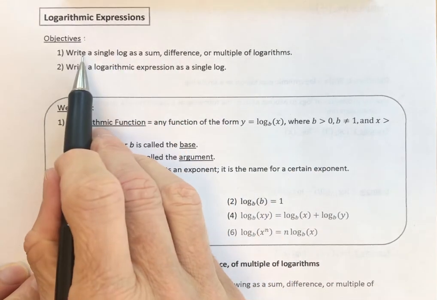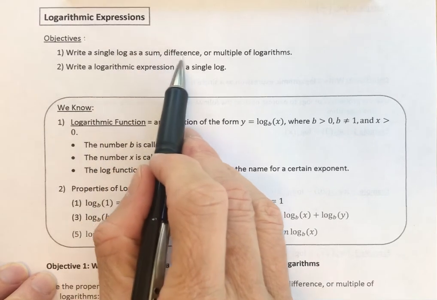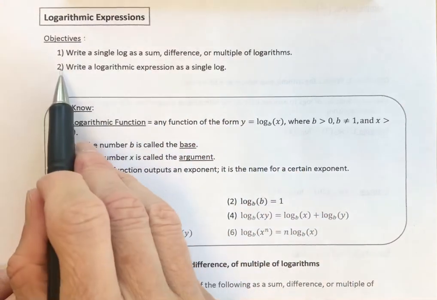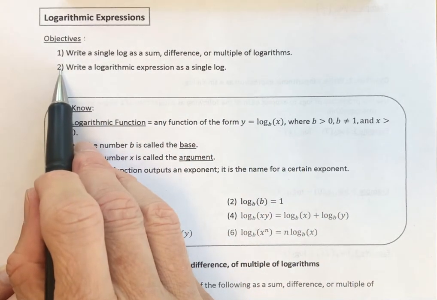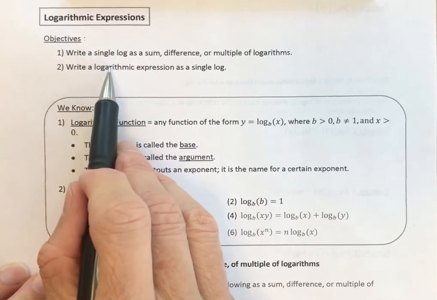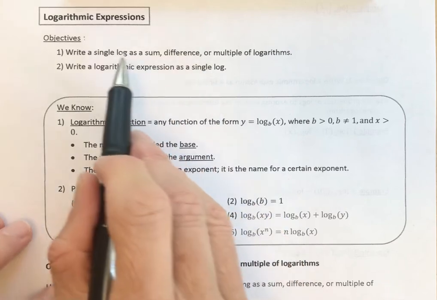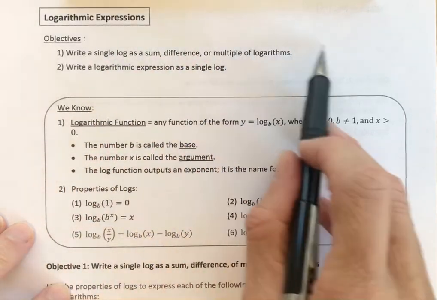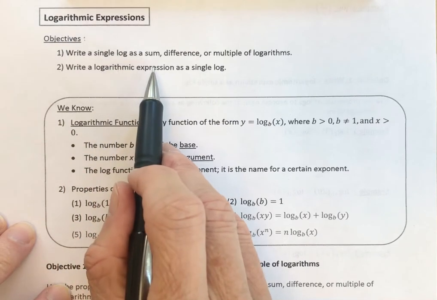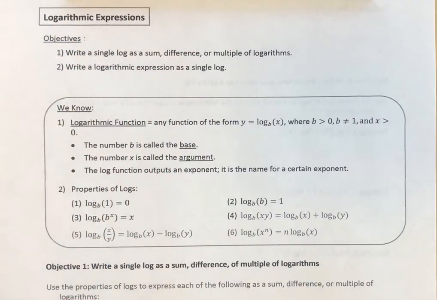So objective 1, write a single log as a sum, difference, or multiple of logarithms. And objective 2, go backwards, write a logarithmic expression as a single log. Okay, so we're going to take a single log and write it kind of expanded, take an expanded log and write it as a single log. That's the general idea here.